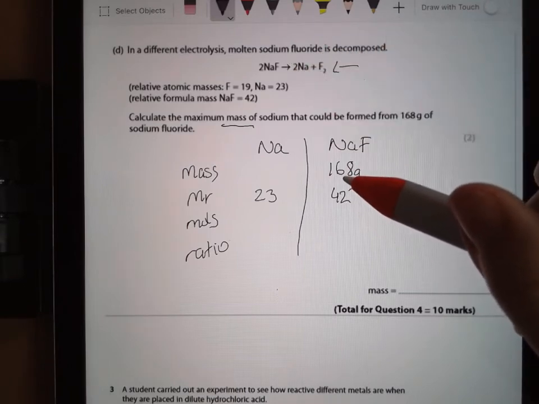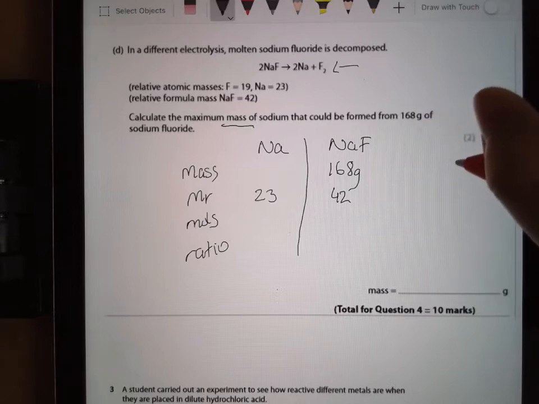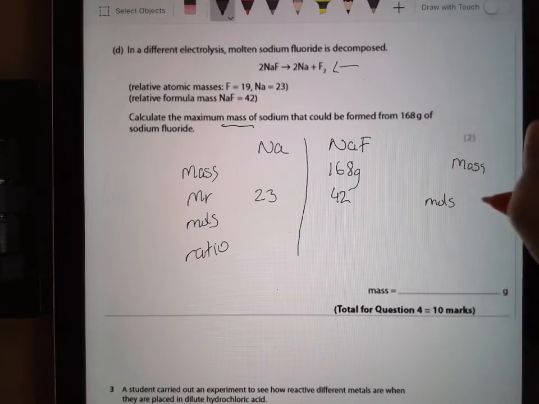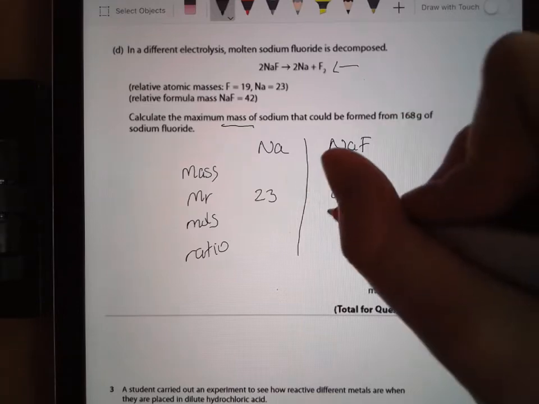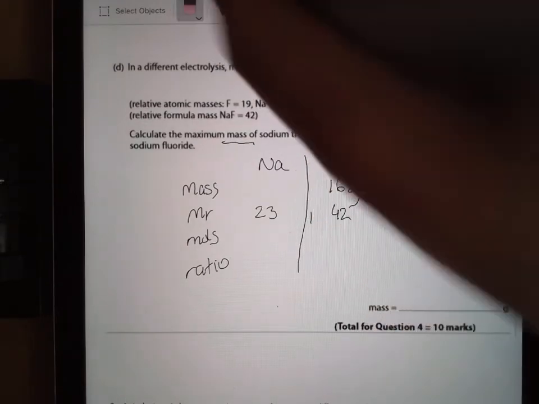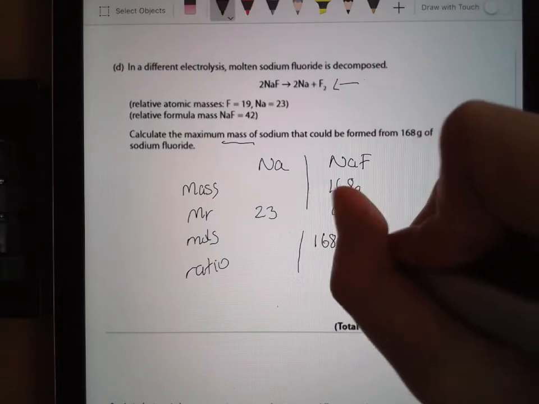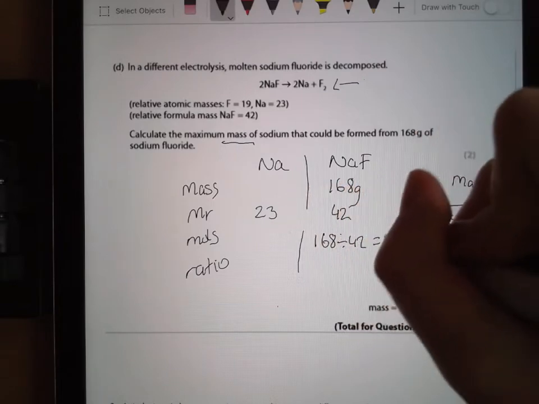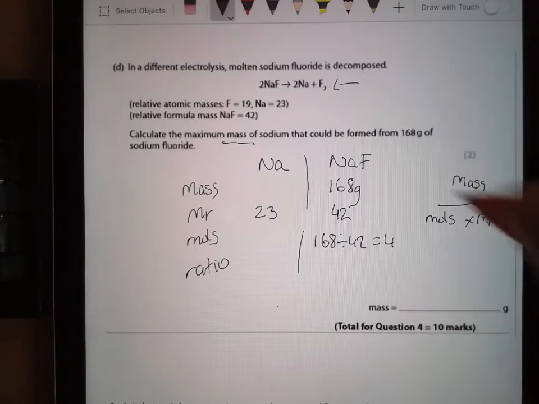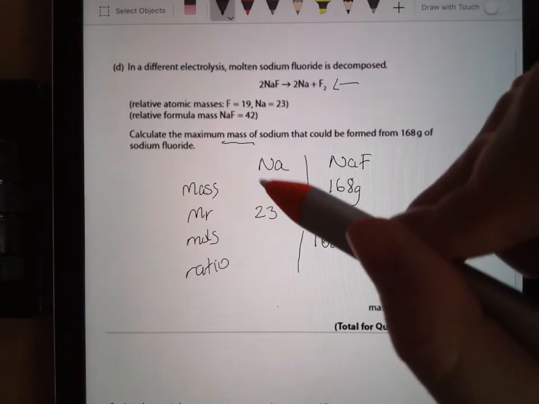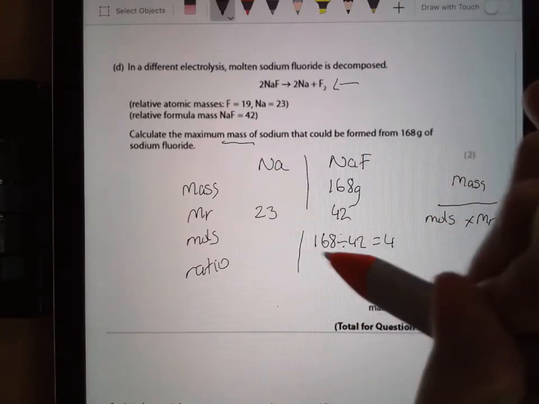When I'm calculating moles, okay, I have my formula triangle, which has mass at the top, moles, and formula mass. So when I want to find moles, it's going to be mass divided by formula mass. It's going to be 168 divided by 42, which equals 4. I can't do the same for sodium because I don't have a mass, but I do have ratio.